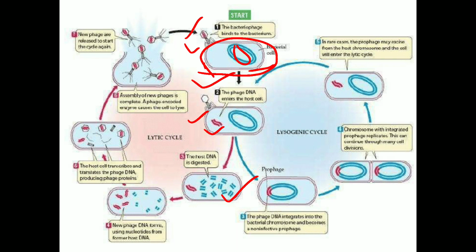So at the same time, when the breaking of that bacterial DNA takes place, there is also replication of the viral DNA. That is, new phage DNA forms using the nucleotides from the former host DNA. So there is a formation of new viral DNA, or own copies of viral DNA, after the breaking of the chromosome, or the bacterial DNA, here.